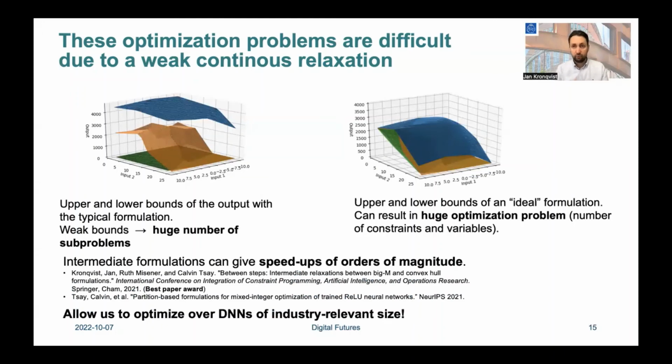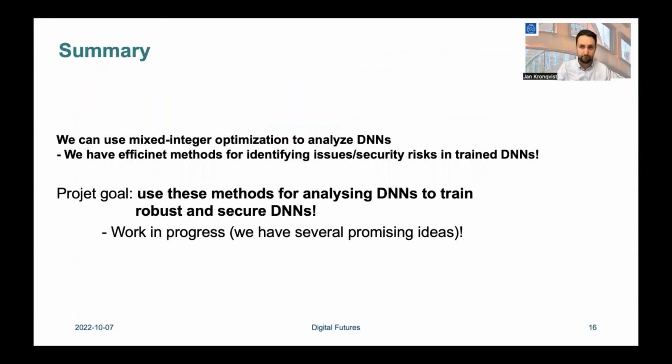So what we did was develop some intermediate formulations that capture the best of both worlds. We get a stronger relaxation, but we still get subproblems that we are able to deal with. This gave us speed-ups of orders of magnitude, and allows us to optimize over DNNs of industry-relevant size. This work was presented at NeurIPS in 2021 and also at CPAIOR.